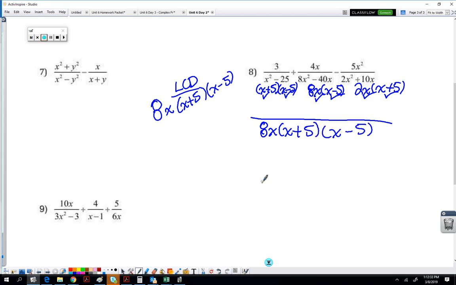Alrighty, so now we're going to compare and contrast and say, what's missing? In my original, I have x plus 5, x minus 5. This is what I have here. They're both there. The only thing that is missing is 8x, and that's what you multiply to the top and to the bottom.